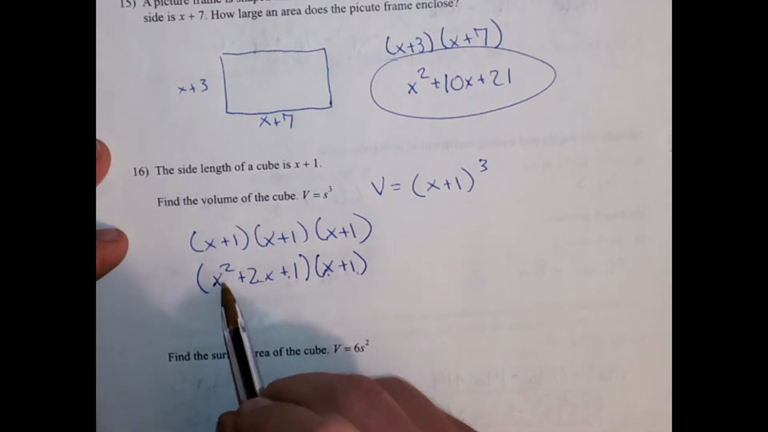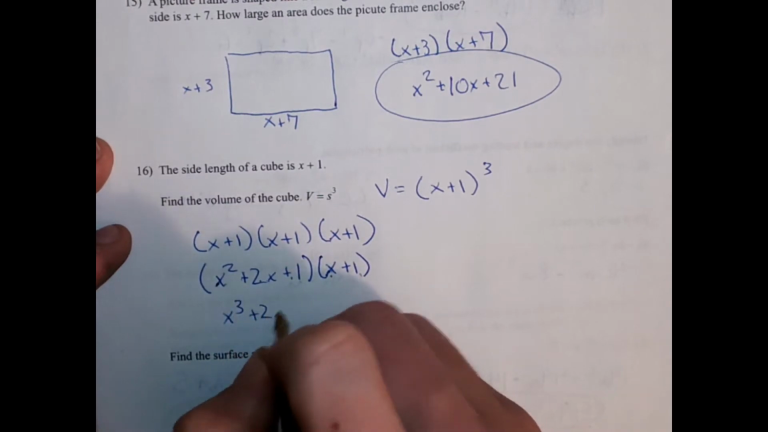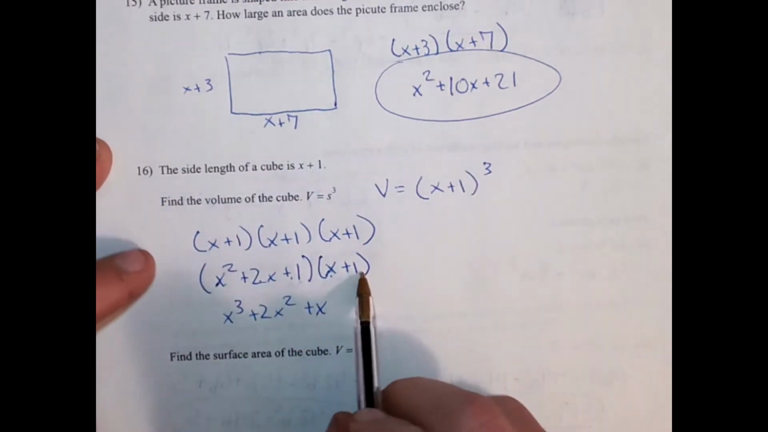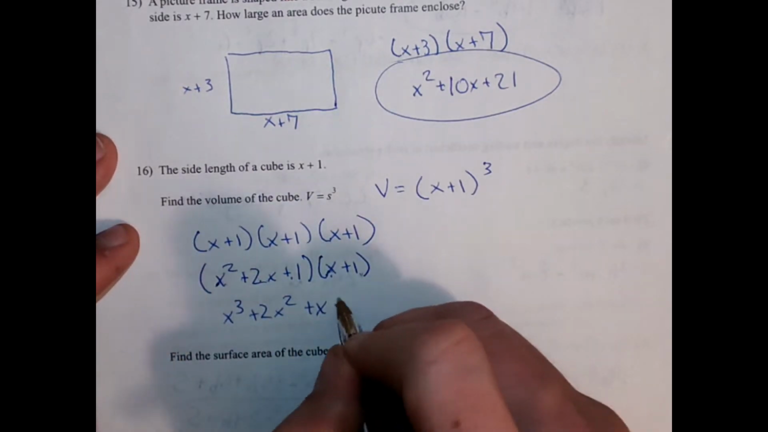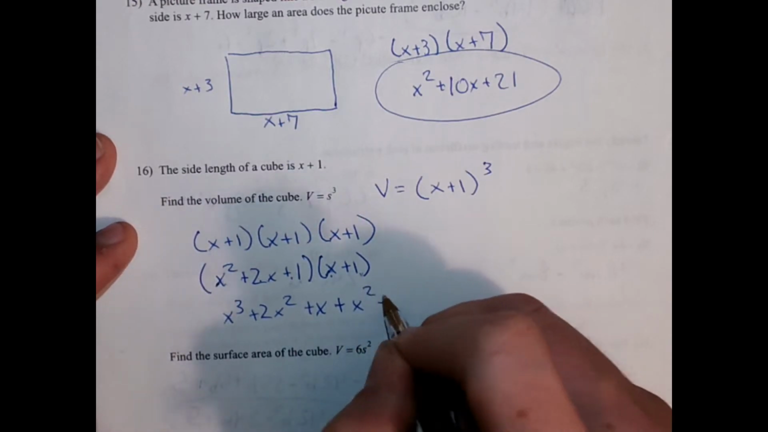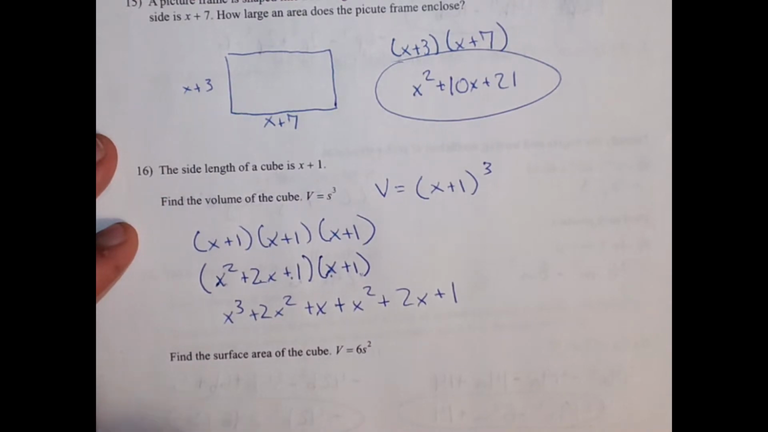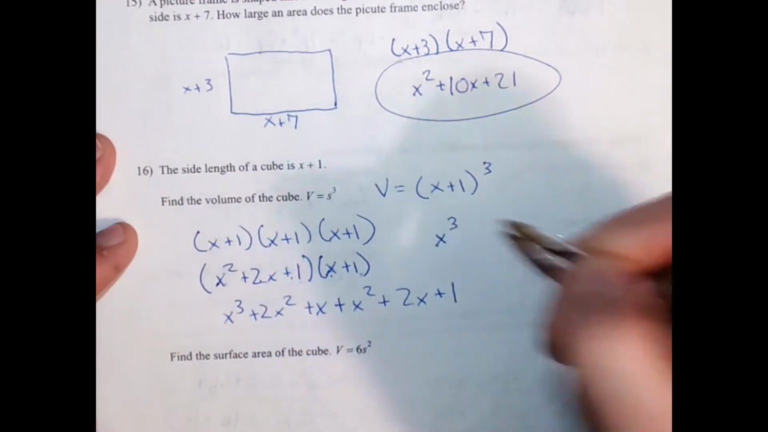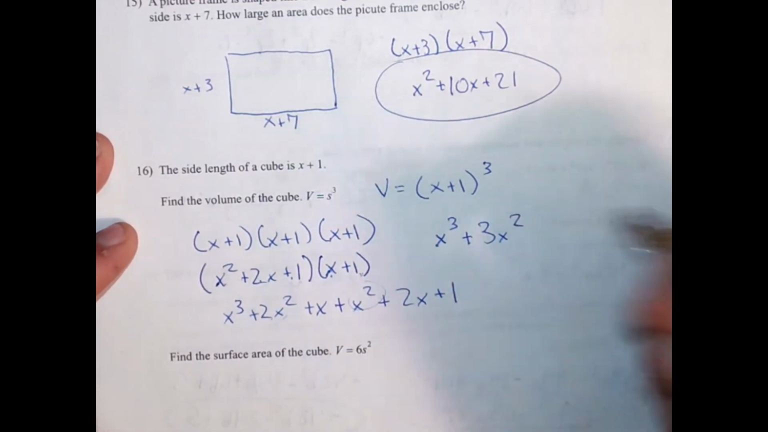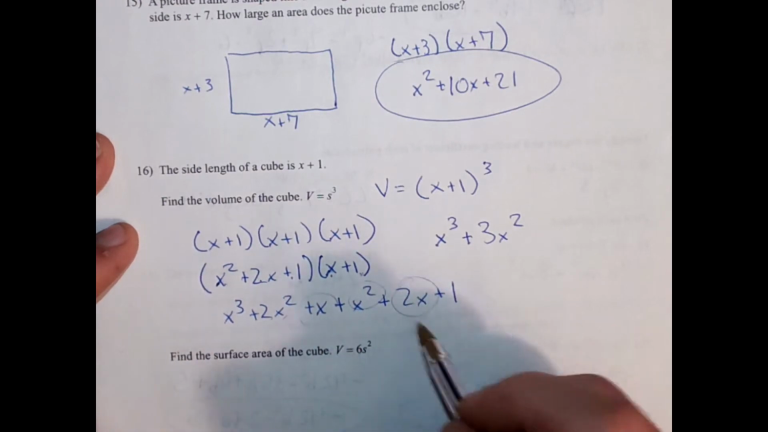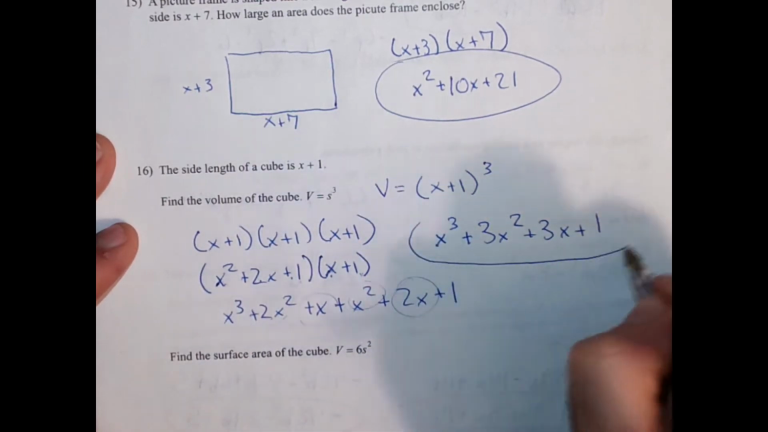So x multiplies the x squared, the 2x, and the positive 1 for x cubed plus 2x squared plus x. And the 1 multiplies the x squared, the 2x, and the 1 for x squared plus 2x plus 1. And now we combine like terms. The x cubed is all on its own, 2x squared and a single x squared for plus 3x squared, x plus 2x for plus 3x, and then the plus 1 is all on its own. Final answer.